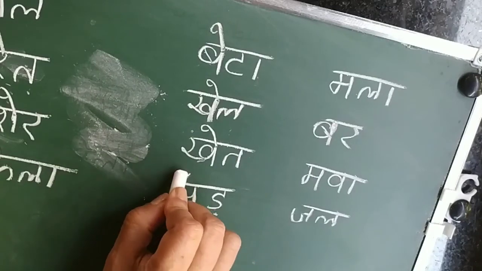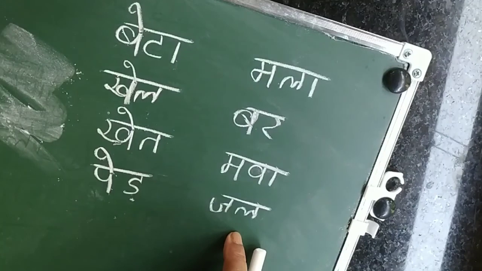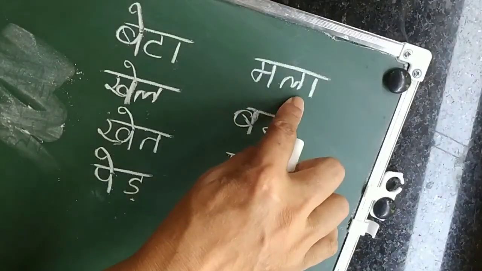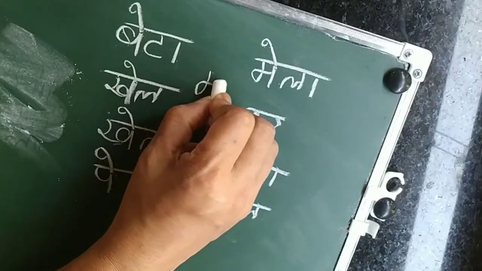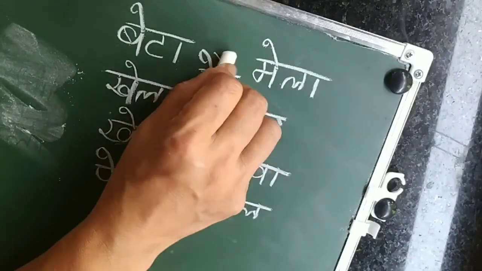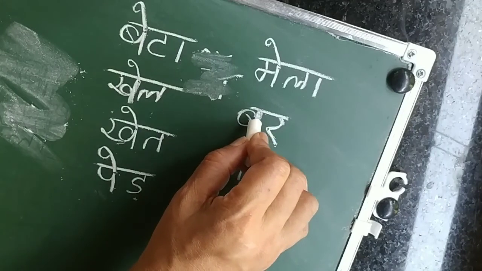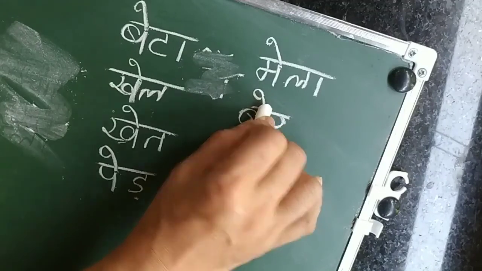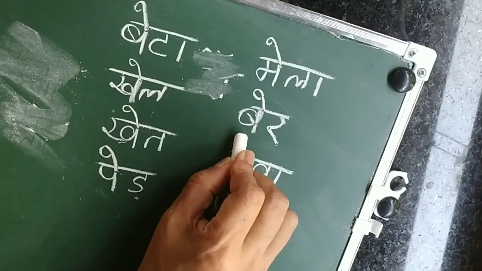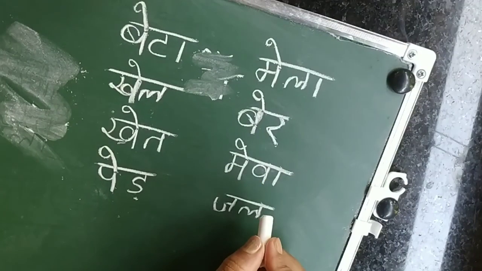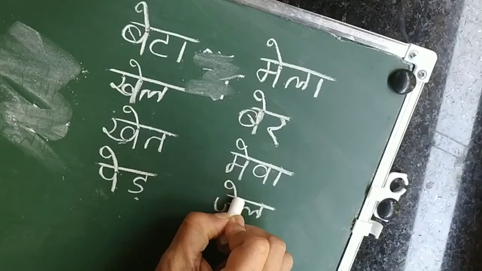Pad, paid. Paid, tree. Now look here, Mala. Here also two letter words, so we are adding the symbol above the first letter. Mala, Mela, carnival. Don't write the symbol here. This is wrong. Now Bar. Write the symbol above the first letter. Bear, a fruit. Now see here Mava. Writing the symbol above the first letter. Meva, a dried fruit. Now see the last one. Jal, Jail.